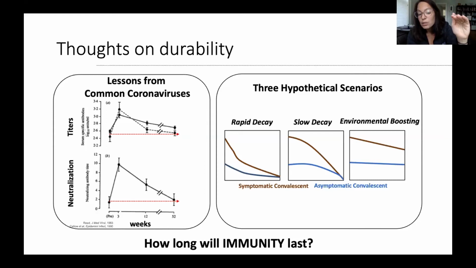But really what we don't understand yet is what levels of immunity come up and how long they will persist. And this is why it's so important to understand what levels of immunity are present and to track them over time.